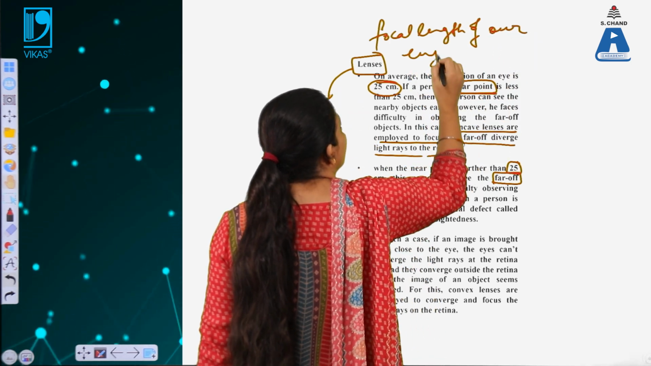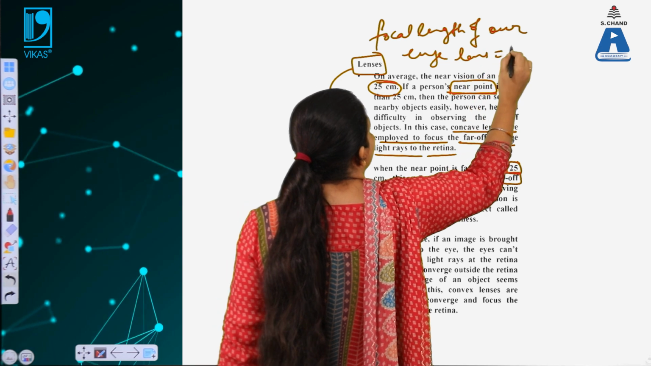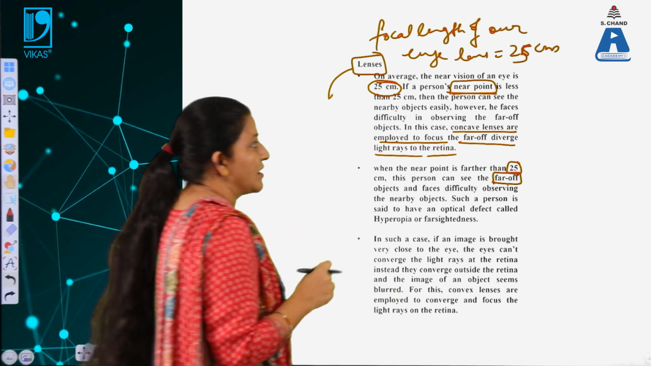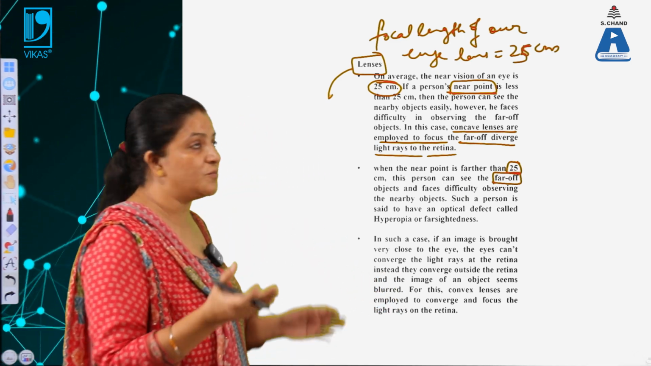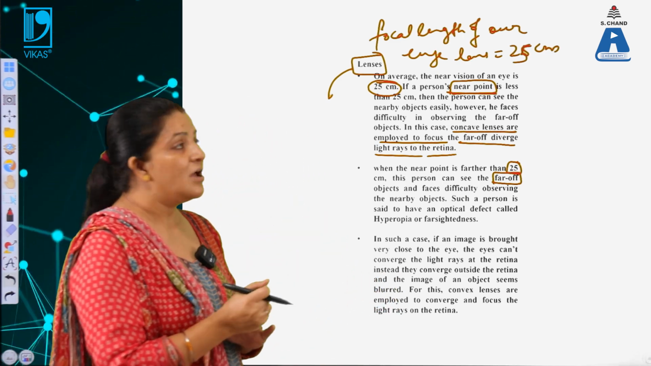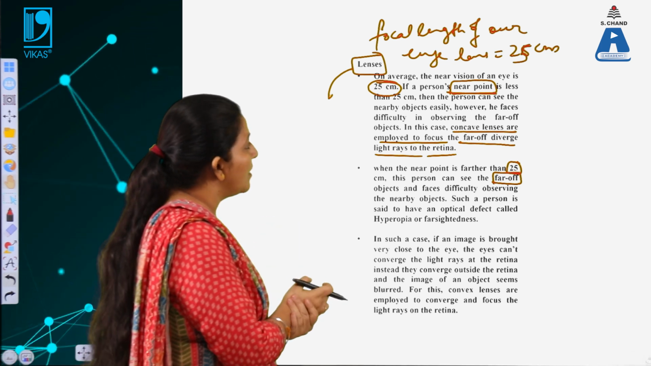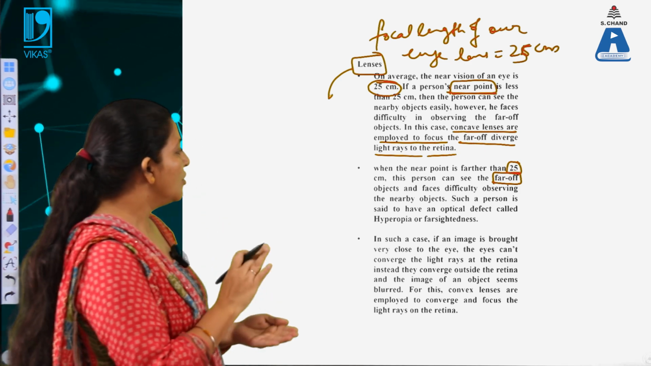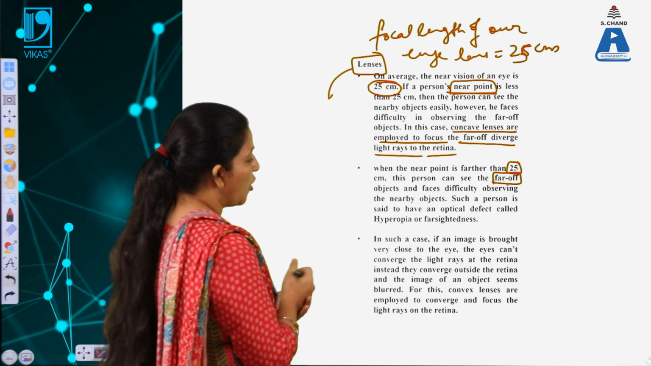So the focal length of our eye lens is equal to 25 centimeter. Depending upon whether we are able to see the objects within this given range, lenses with a near focal length or lenses with a far-off focal length are used in order to see the objects.